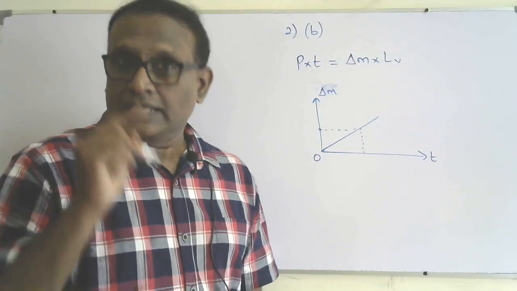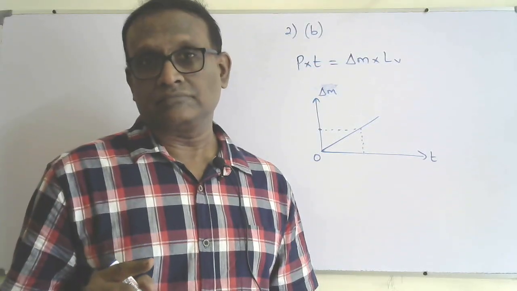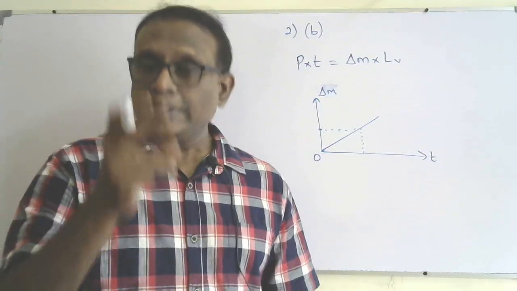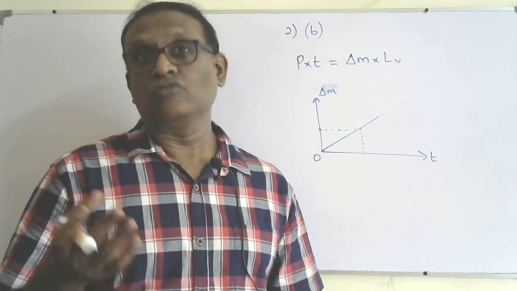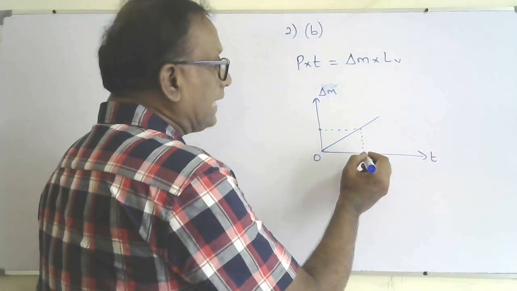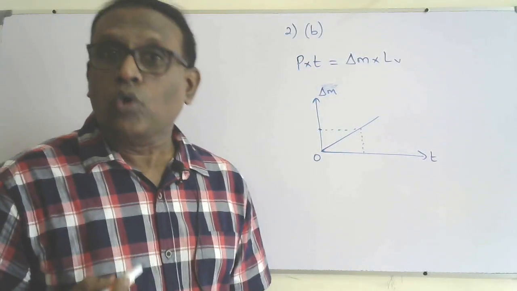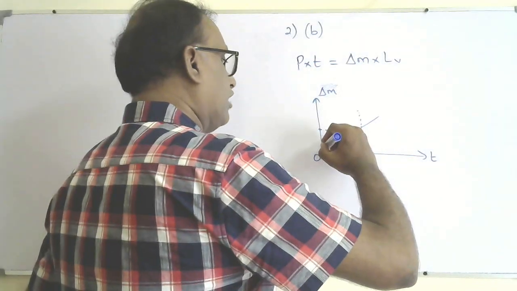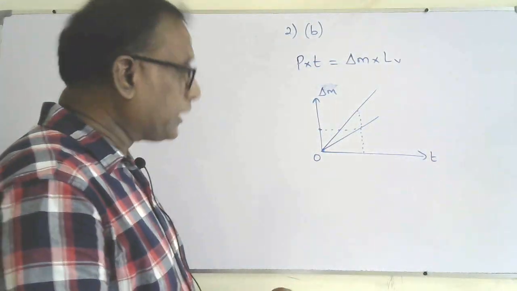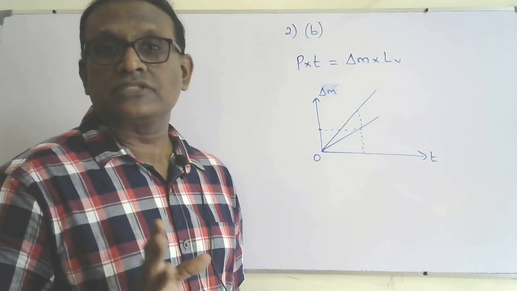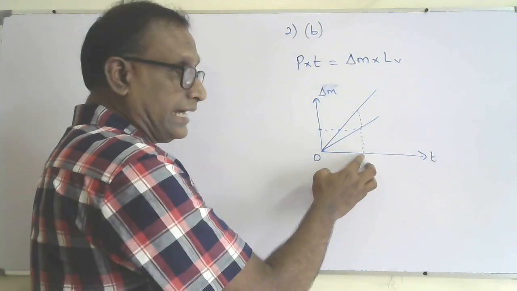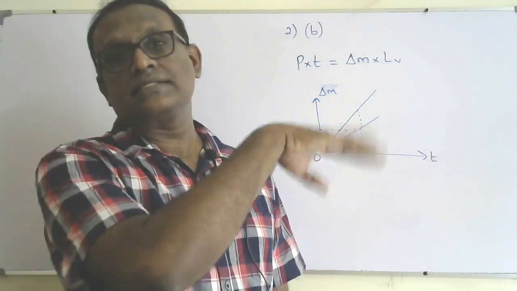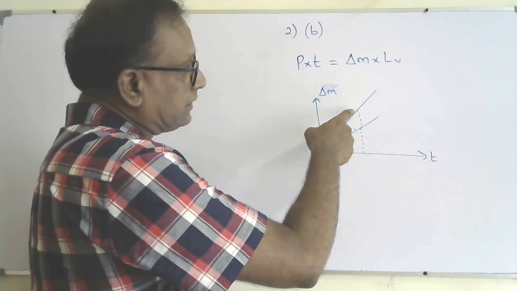But if there is no heat loss to the surroundings, if all the heat supplied by the heater is used to vaporize, at a particular time the mass vaporized will be more. So you will get a graph something like this with a larger gradient. Because if there is no heat loss to the surroundings, at a particular time the heat supplied will be more, so more mass is vaporized.